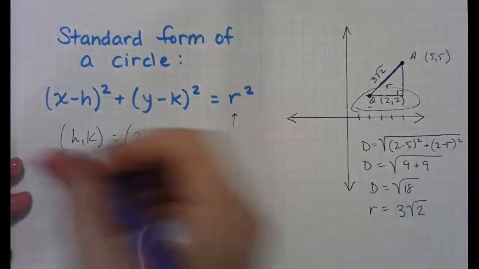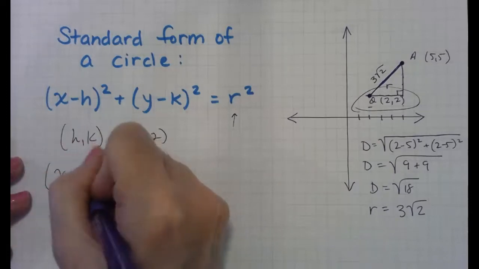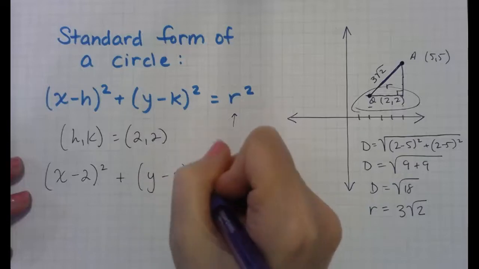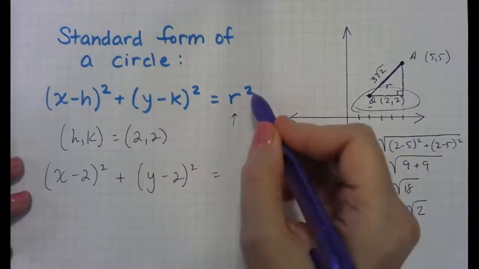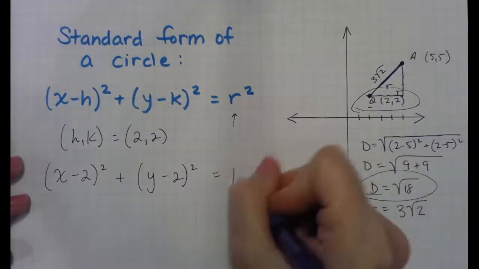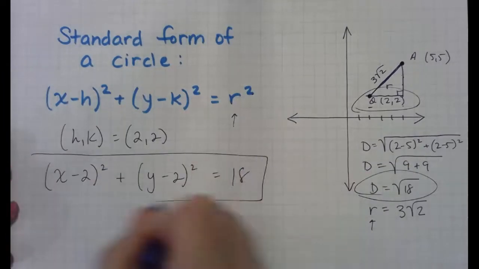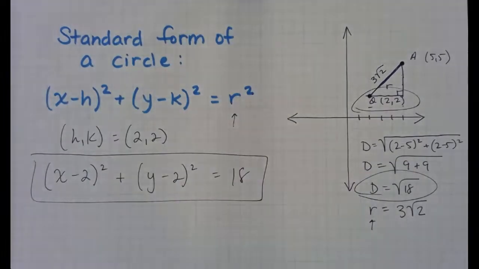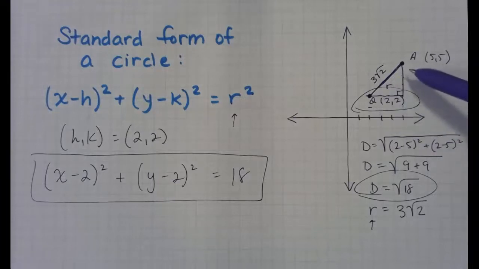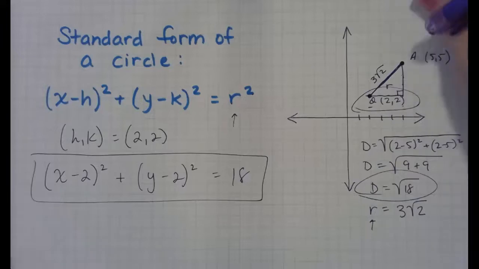So to put it in standard form, it will simply be x minus 2 squared plus y minus 2 squared equals r squared. And here is the easiest place to see your r squared. It is 18. Remember, this is the radius. We want the radius squared. So there you go. That is the standard form of a circle whose center point is at 2, 2 and passes through the point 5, 5.